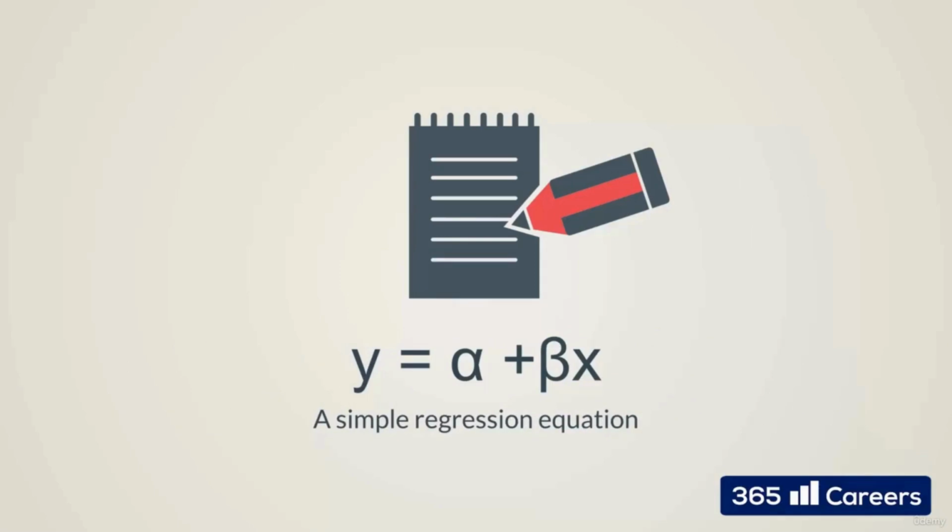Most textbooks show it as y equals alpha plus beta times x. But that's basically the same, isn't it? Alpha replaces b and beta replaces m. Perfect. Later, we'll explain the financial meanings of the alpha and beta coefficients.